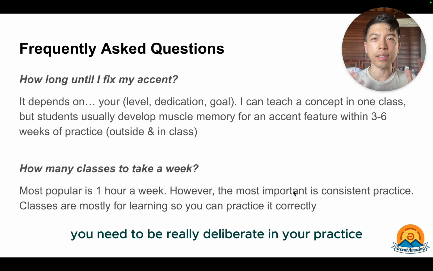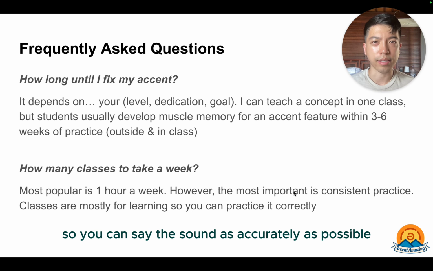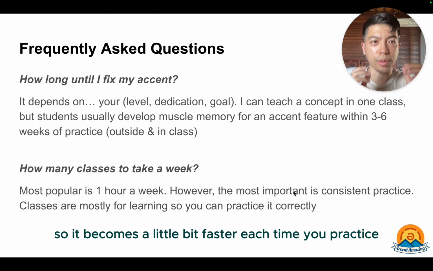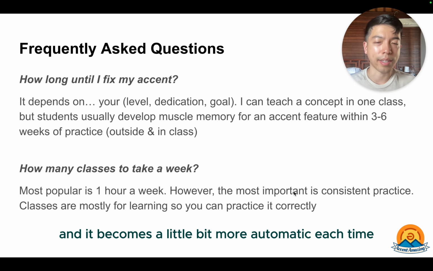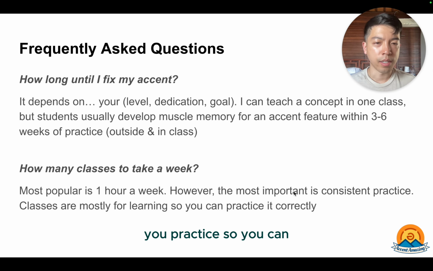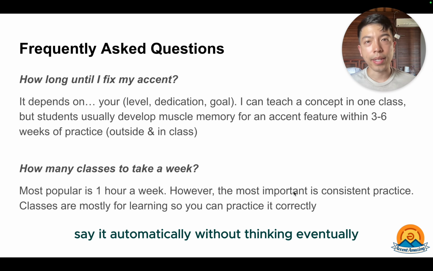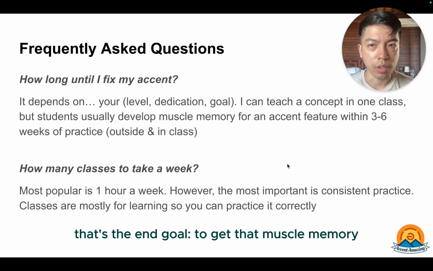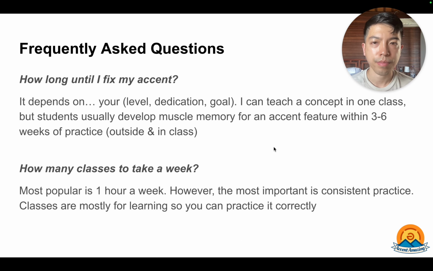You need to be really deliberate in your practice so you can say the sound as accurately as possible, so it becomes a little bit faster each time you practice, and it becomes a little bit more automatic each time you practice, so you can say it automatically without thinking eventually. That's the end goal, to get that muscle memory.